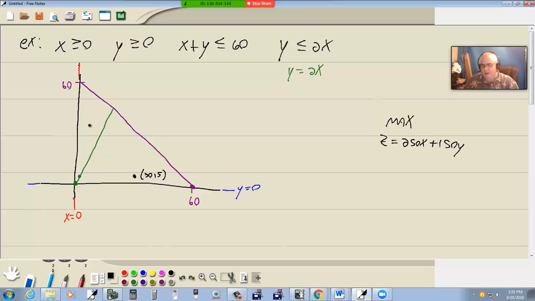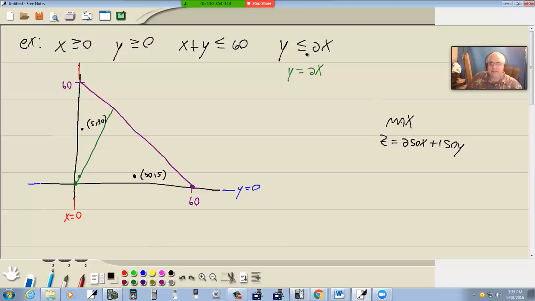Or we could pick one up here. I could choose a point right here, that's maybe 5, 30. Well, if I put in 30 and 5, remember 30 is the x. So 30 here, 30 is greater than or equal to 0, yes. I put the 5 here. 5 is greater than or equal to 0, yes. I put the 30 in for the x and the 5 in for the y, and I got 30 plus 5, which is 35, which is less than or equal to 60, so that's good.